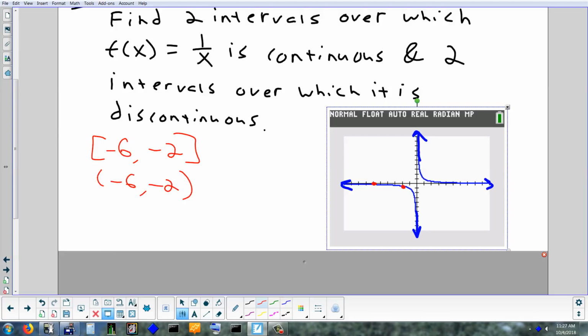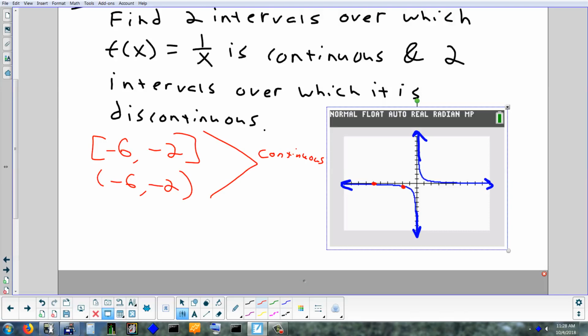That means you can trace from like negative 5.9999999 to negative 1.9999999. So whether you include it or not include it doesn't really matter. But those are continuous. Another interval that's continuous is from 1 to 3, 2 to 3, 3 to 7, 5 to 9. Any of those that I just said, you can trace between.